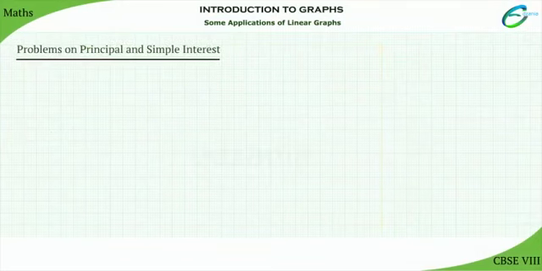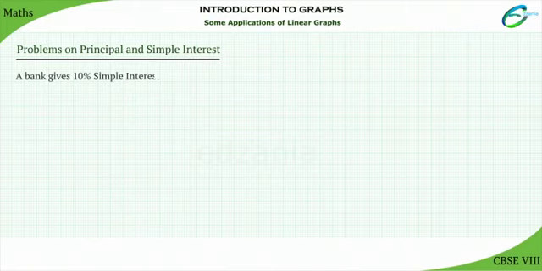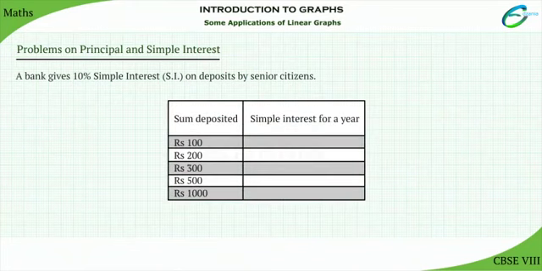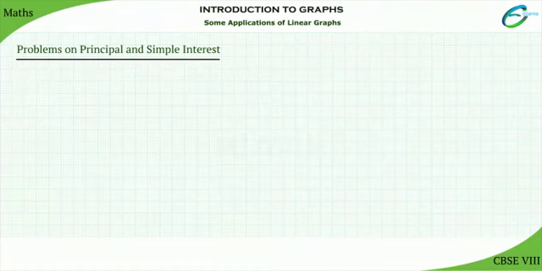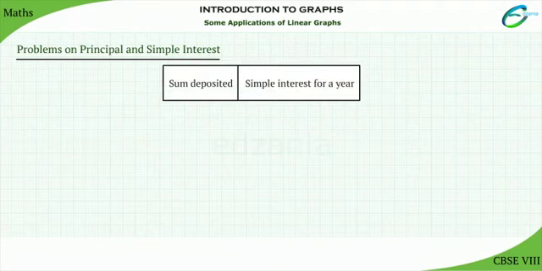Problems on principal and simple interest. Let us now solve problems based on principal and simple interest. A bank gives 10% simple interest (SI) on deposits by senior citizens. We have to draw a graph to illustrate the relation between the sum deposited and the simple interest earned. First, we have to find the quantities to be plotted as deposit and SI. We can calculate simple interest as shown here.